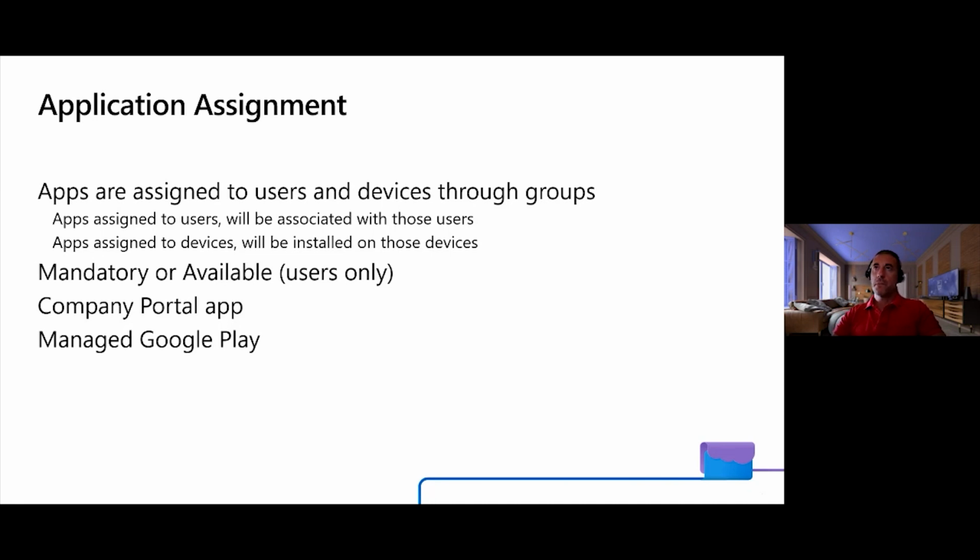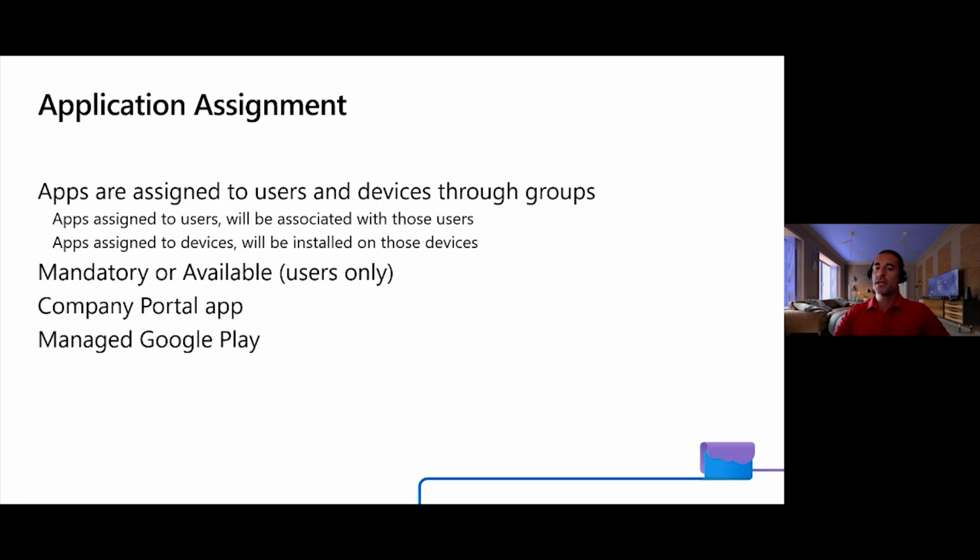Now, again, as we have seen for settings, applications can be assigned to users or to devices in a group. Again, apps that will be assigned to a security group that contains users will be installed on every device the user in the group will sign into, while apps that you assign to devices in a group will be installed on those devices that are member of the group, no matter which user will be signing into those devices.